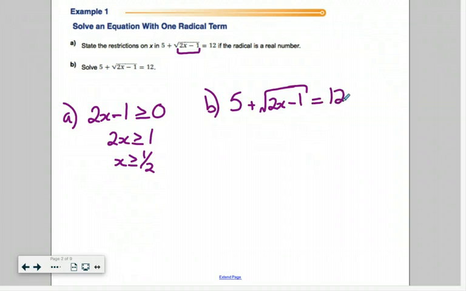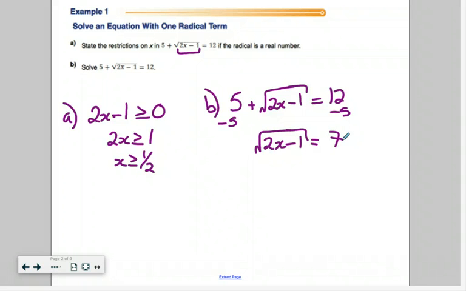So we have to undo that operation. And since it's underneath a square root, the undoing of that operation involves squaring. But again, the first thing you want to do is get the radical by itself. So the first thing we're going to do here is subtract 5 from both sides of the equation. And we're left with here on the left the square root of 2x minus 1 is equal to 7.